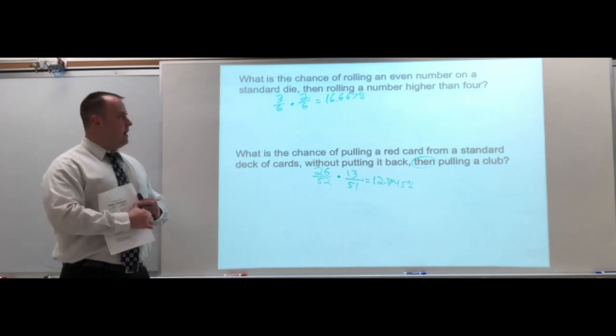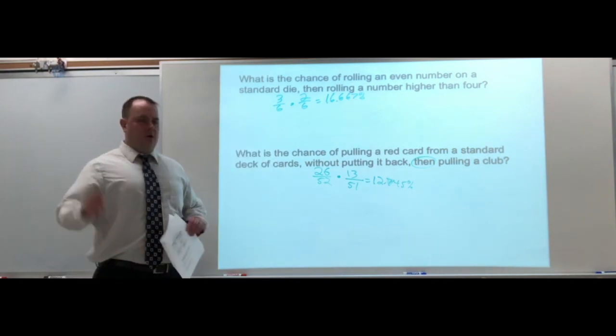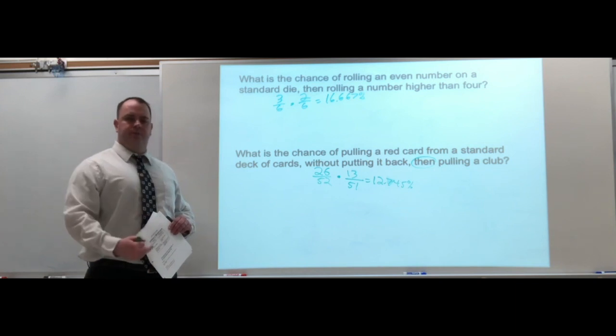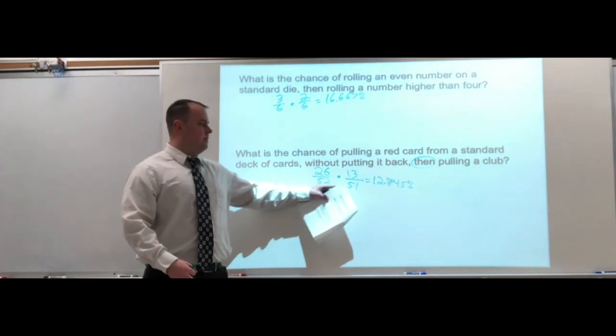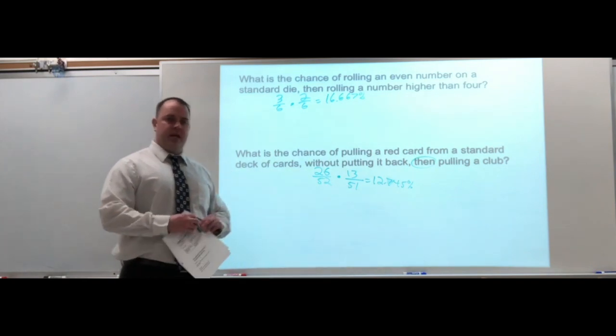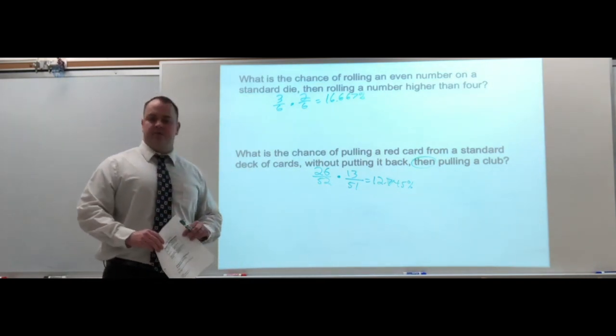So the top one, rolling a die, that's independent. Always going to have 6 sides on the die, 1, 2, 3, 4, 5, 6. The card problem has dependent events, because it changed. It went from 52 to 51. So there was a change depending on what happened in that first situation.